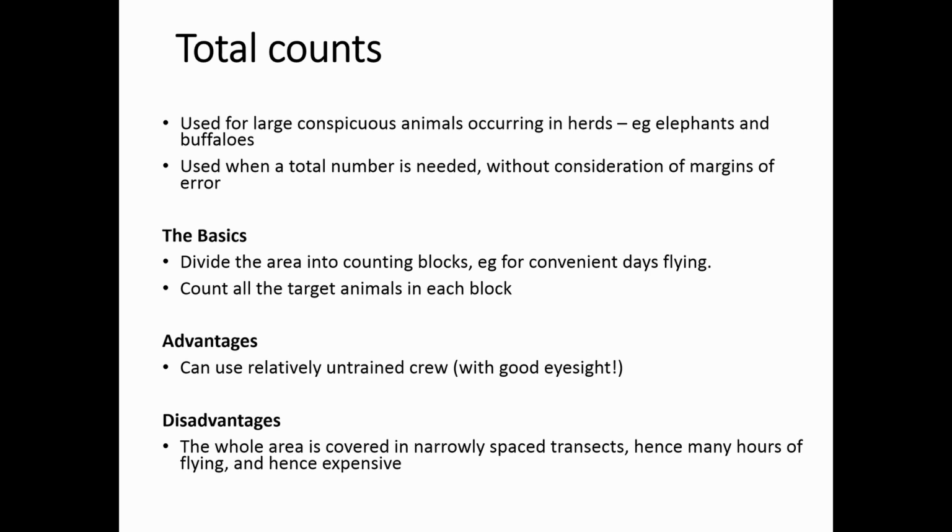The advantages: it can be done with a relatively untrained crew, but with good eyesight. People can come in who are interested to participate, fly in a plane for hours, count to left and right, and they slowly assemble this big database on how many elephants in each block, and then it's all added up, plotted in the GIS system, and you have your distributions as well. The disadvantage is the whole area is covered in narrowly spaced transects, hence many hours of flying, and hence expensive.